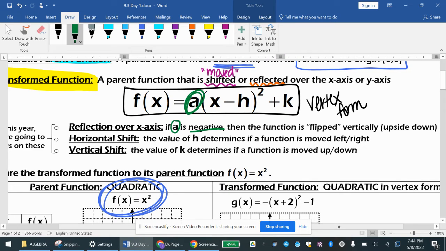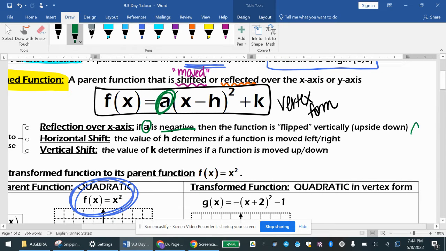So la parábola en vez de abrirse hacia arriba, va a abrirse hacia abajo. So the parabola, instead of opening up, it's going to open down.